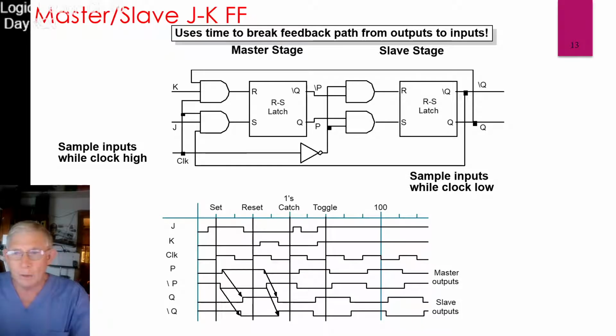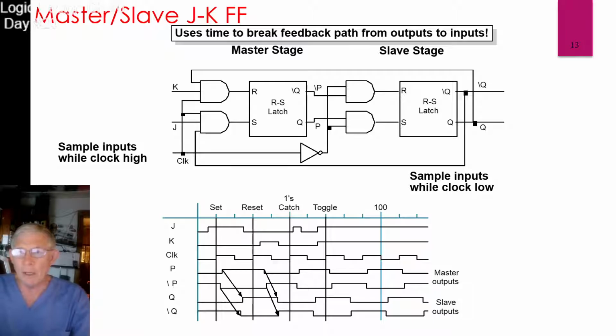Only one of these AND gates can be active at the same time, because Q and Q prime will always be opposite. If the clock is high and J is high, then S will be high and R will be low, and you'll set the flip-flop. And vice versa, if Q is 1, then this input from the output will be high. Say K is high and the clock is high, then R will be high and S will not be, and so you'll reset the flip-flop, you'll clear the flip-flop.